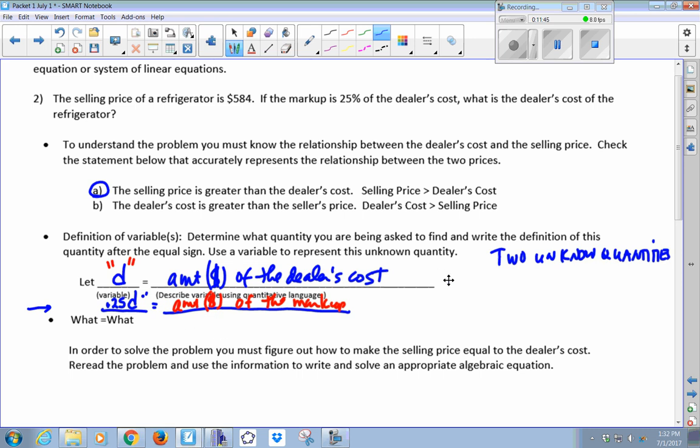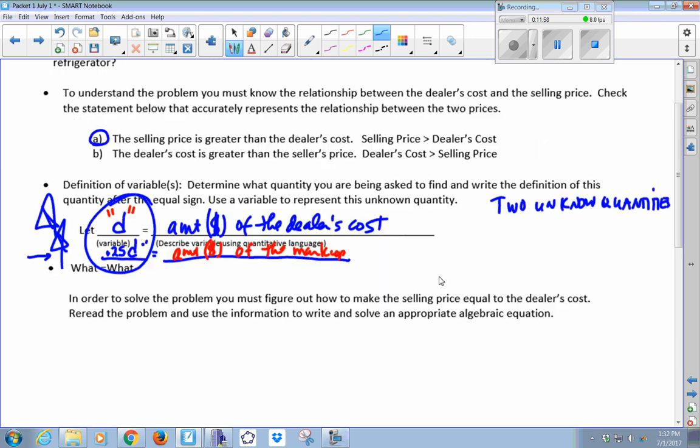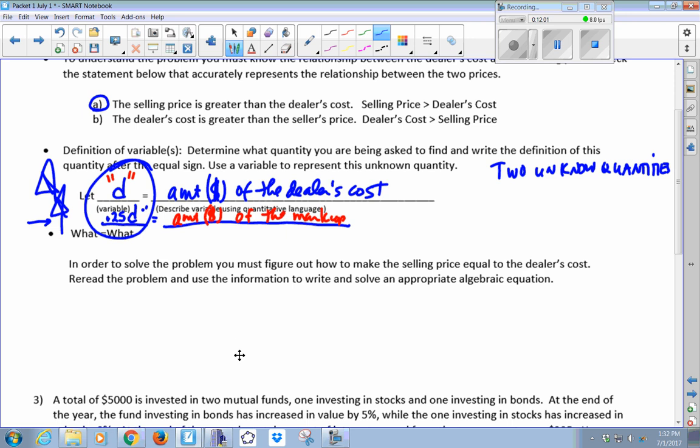Okay, so this really is one of the biggest keys to solving these equations, being able to represent what you don't know in terms of a variable. The next key comes in seeing if you can identify what is equal to what. So what is the relationship between the selling price and the dealer's cost? You want to be able to make them equal. Right now, you know that they're not equal. The selling price is greater than the dealer's cost. And your job is to put an equal sign between these two things.